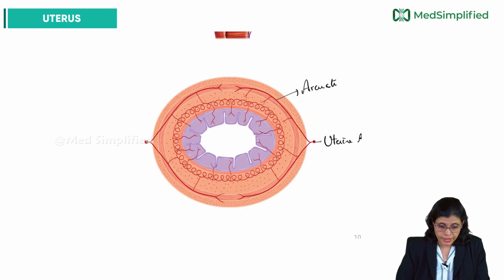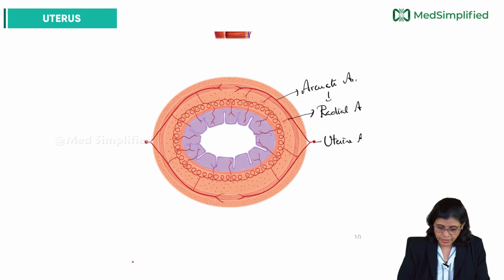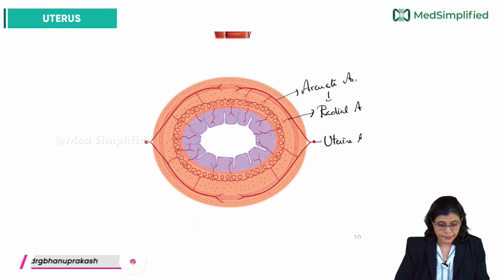From here we see the straight arteries, which we call the radial arteries. From the arcuate artery we have the radial arteries, which branch out radially from the arcuate arteries. Now these radial arteries pierce the myometrium. So they are piercing the myometrium here.